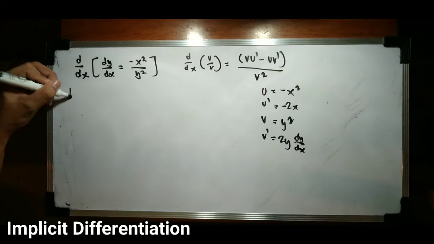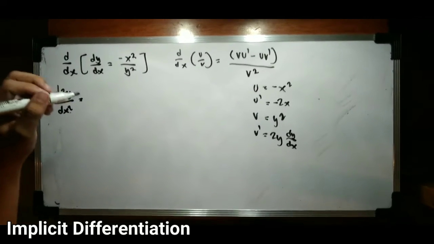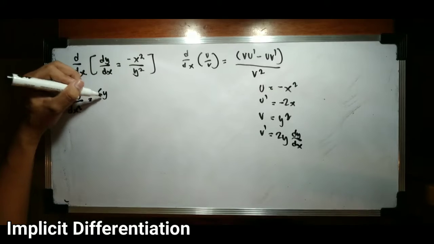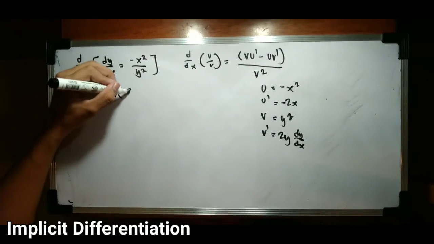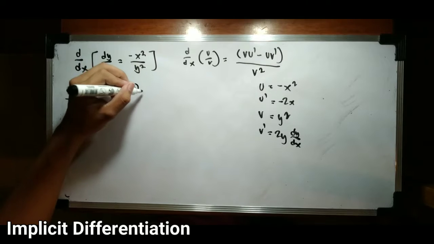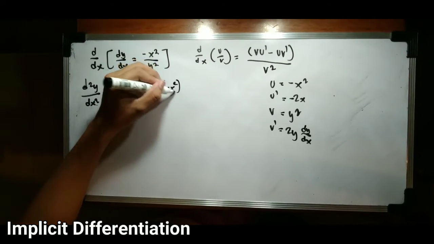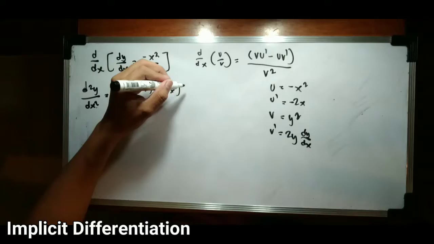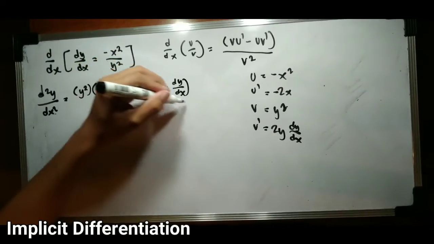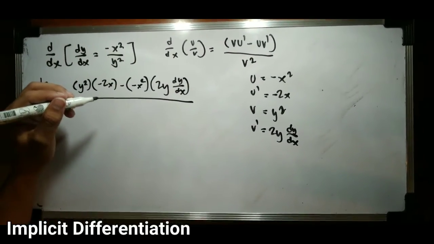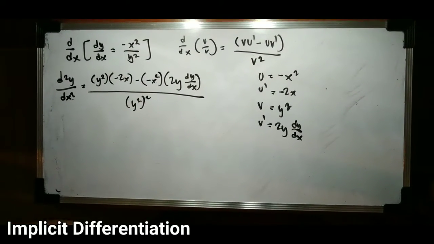So d squared y over dx squared is equal to y squared, which is our v, times the u prime, negative 2x, minus our u, which is the negative x squared, times our v prime, which is the 2y, times dy over dx, all over our v squared, which is y squared squared. So we can now simplify this.